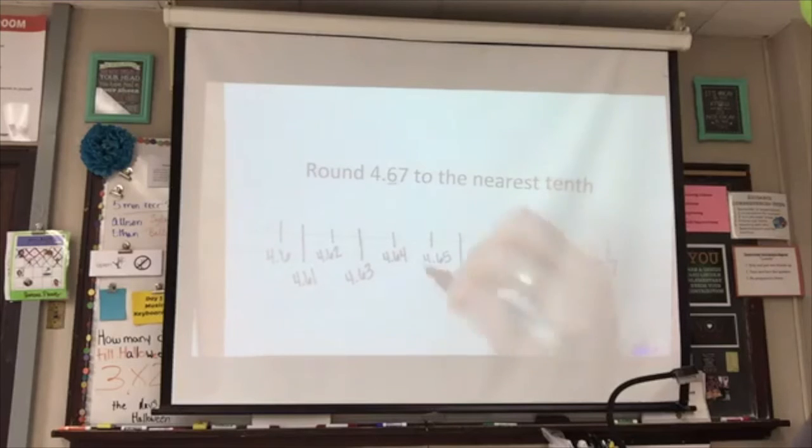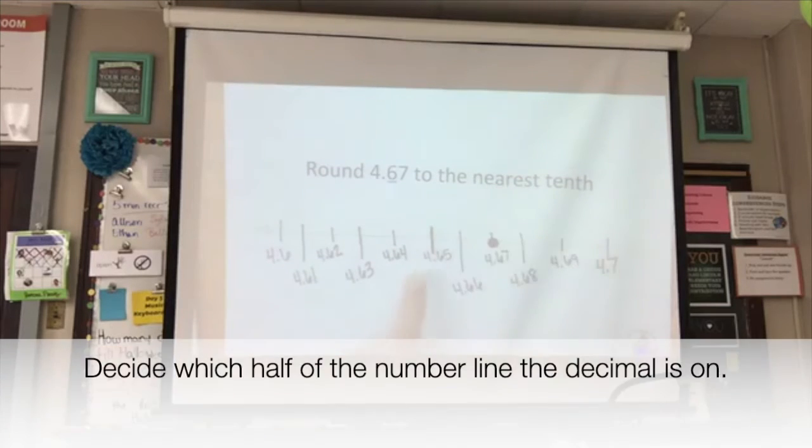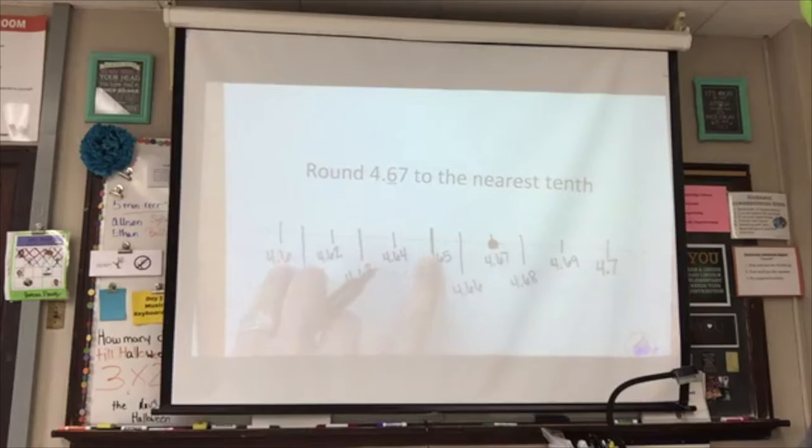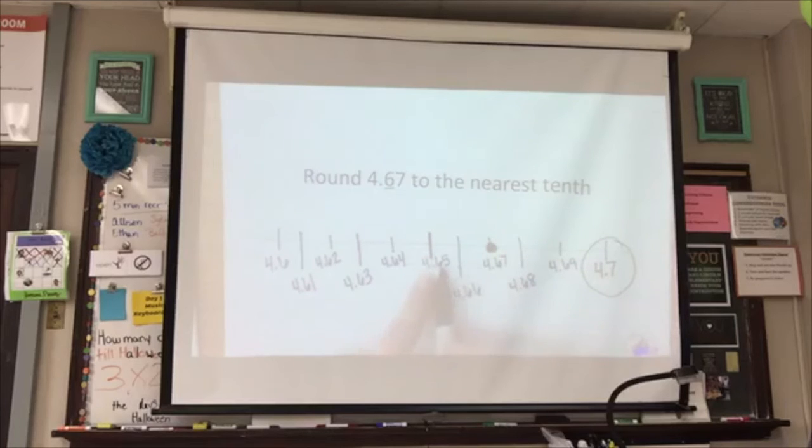Which one, if this is our halfway spot, and this is the decimal we're looking at, is our decimal closer to, 4 and 6 tenths or 4 and 7 tenths? 4 and 7 tenths. And so when looking at a number line, you can see why it gets rounded up. Because if it's anything at that 5 or greater, we round up because it's going to be on that half of the number line.